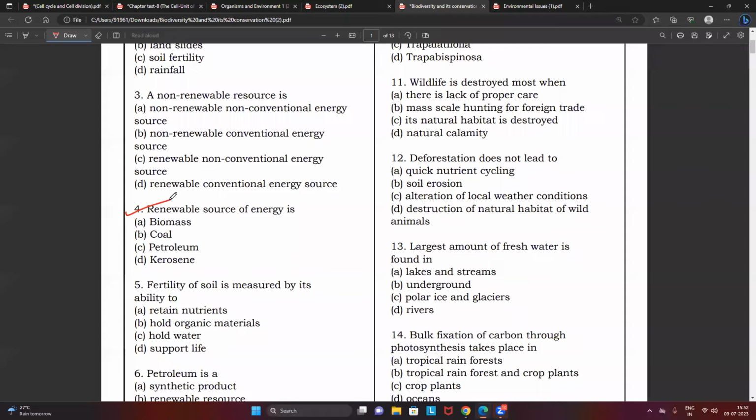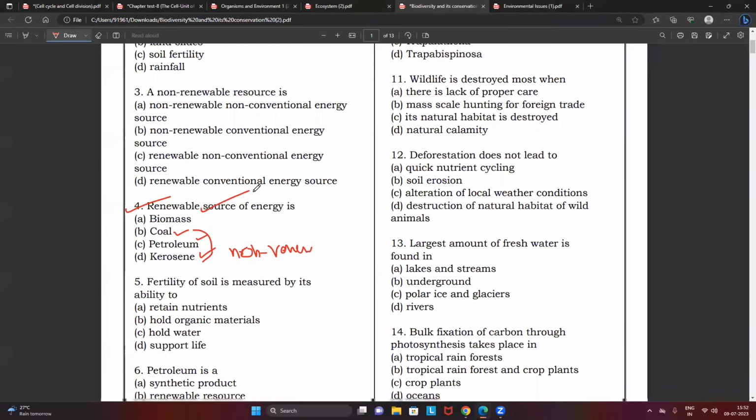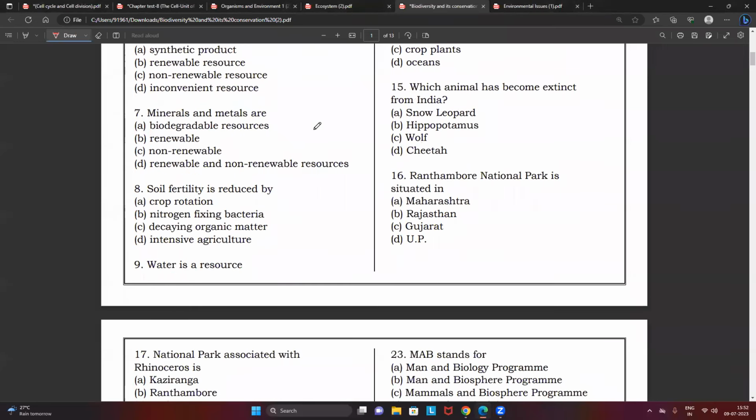A renewable source of energy is... Think and answer. Oh, everyone has given the answer. Question number 4, renewable source of energy is... We all know, right? Coal, petroleum, kerosene. These three are said to be what, friends? Non-renewable sources. The only renewable source is biomass. No need to get confused with that particular point.